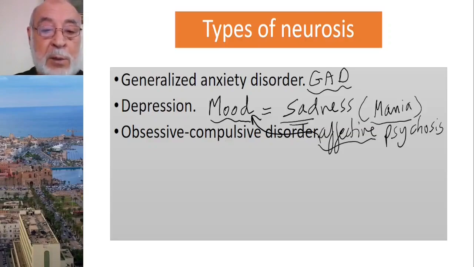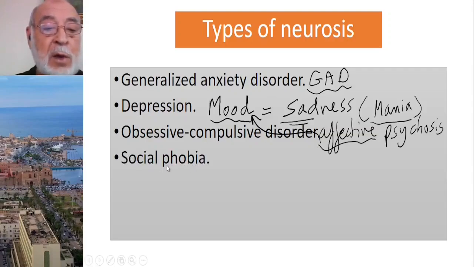Compulsion usually means repetitive behavior, like for example, in hand washing. The patient or the person might be afraid of infection, so usually he washes his hands many times a day. This is known as compulsive behavior, like for example, checking whether the doors of the house are closed or not, and so on. Okay, so this is the third type of neurotic illnesses.